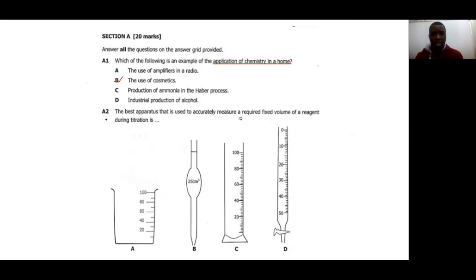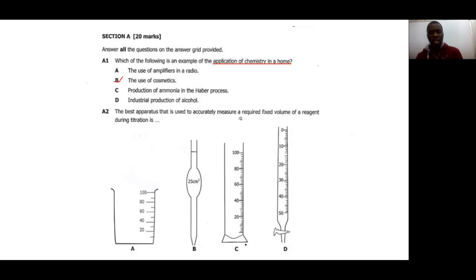The best apparatus that is used to accurately measure a required fixed volume of a reagent during titration is, now let's look at the choices that we have. So choice A, this is some sort of a beaker, okay? This one does not give specific volumes. Then B, this is a pipette. As you can see, most pipettes are even written 25 cm³, meaning this one can only measure 25 cm³. So this is accurately the required volume. Whenever you need to measure an exact volume during a titration, we use what we call a pipette.